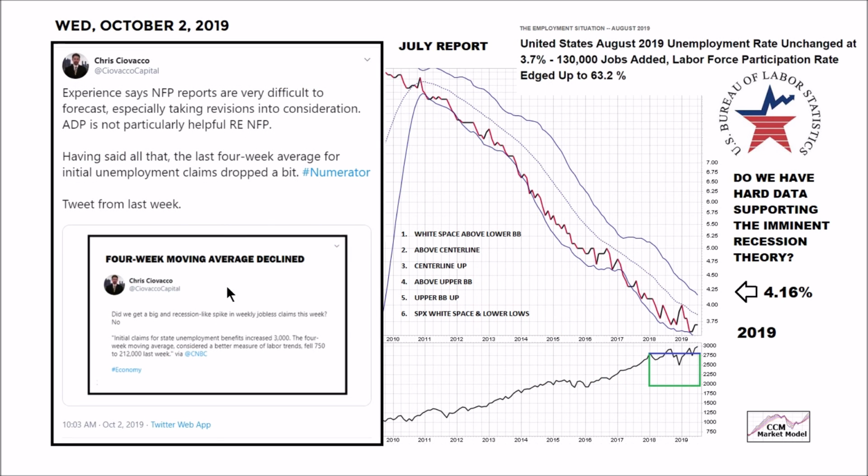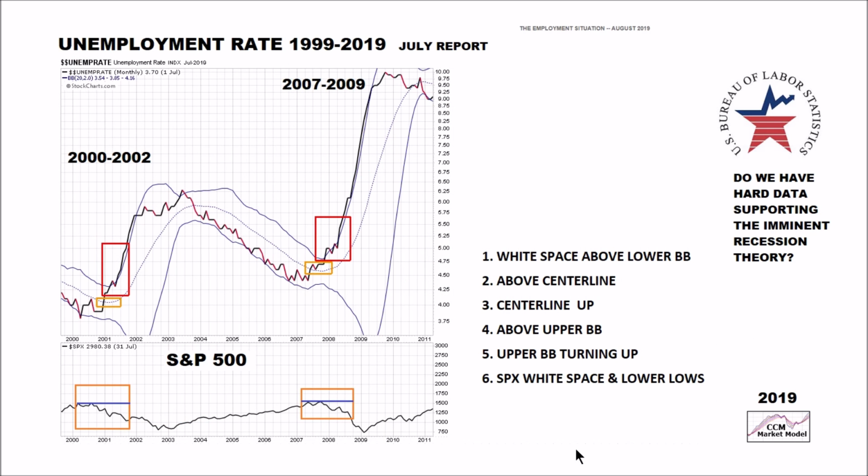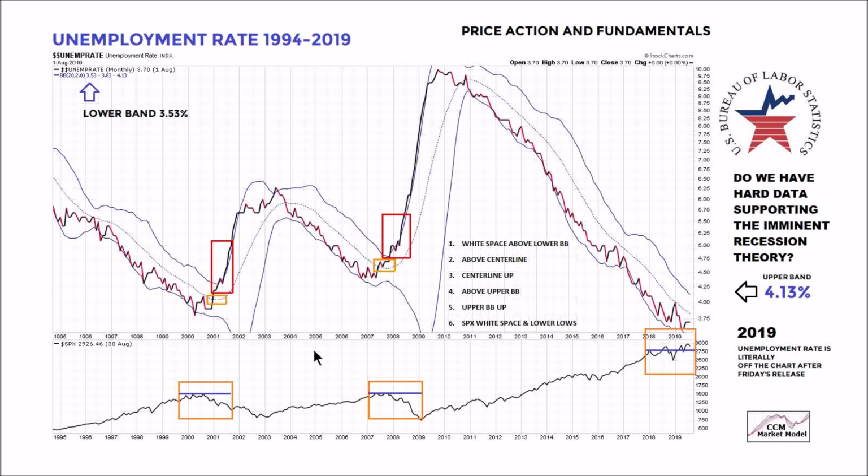Heading into Friday's monthly labor report, we said the data we had in hand said, for the most part, from a probability perspective, we really shouldn't expect to see an alarming jump in the unemployment rate. Now that the number has been released, where do we stand relative to checking the 6 boxes? If we added Friday's data to this chart, the answer is we can't even check the first box. How can we say that? If we add the new data to this chart, we would literally be off the bottom of the chart.